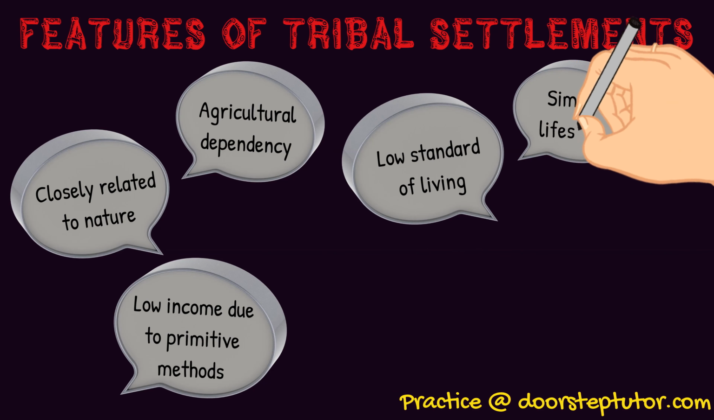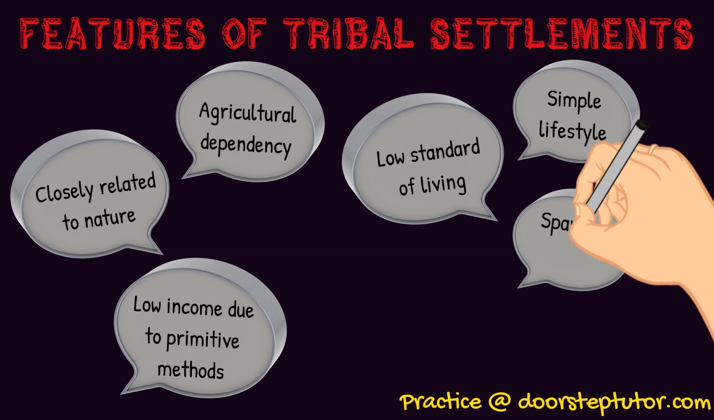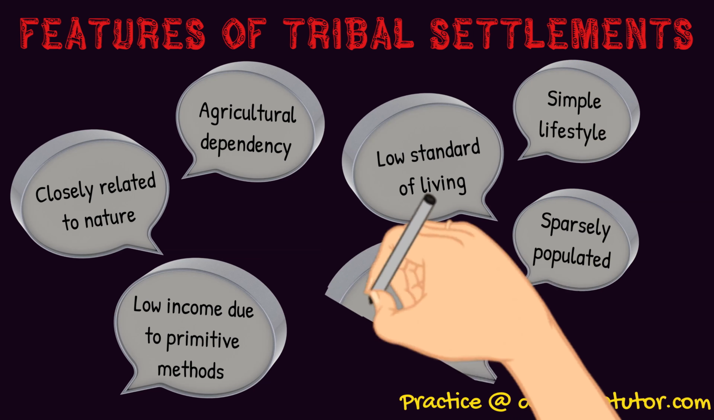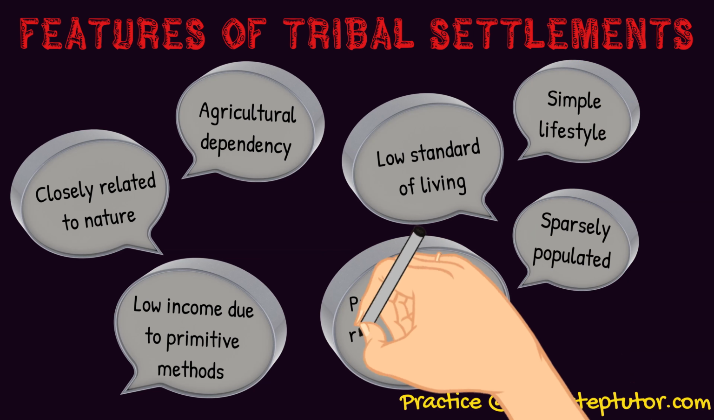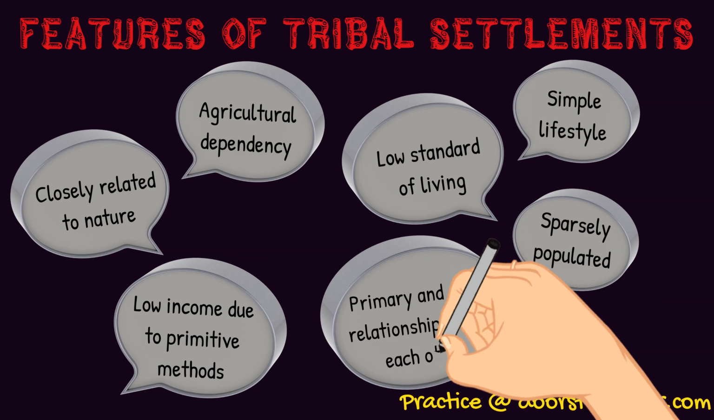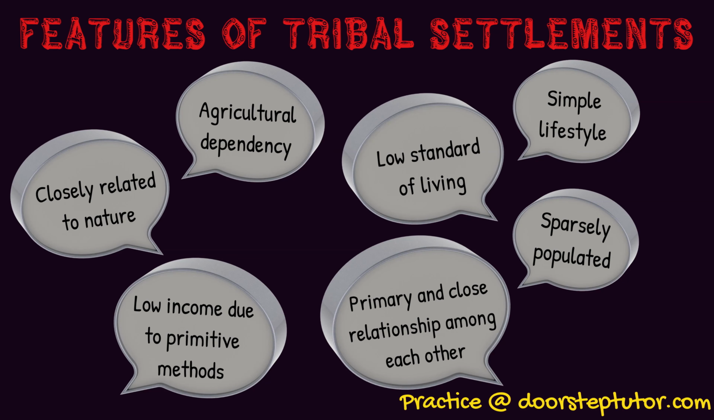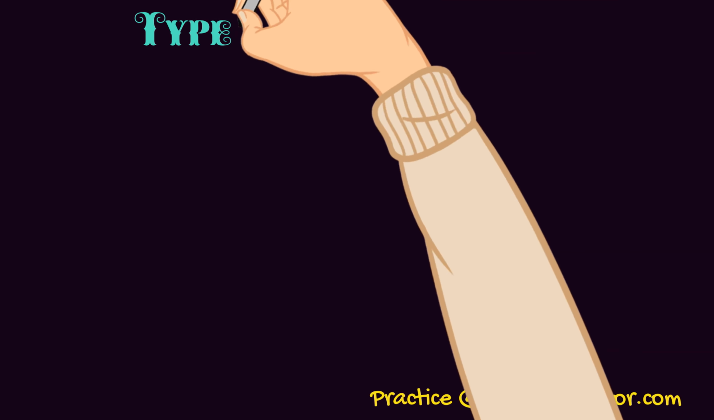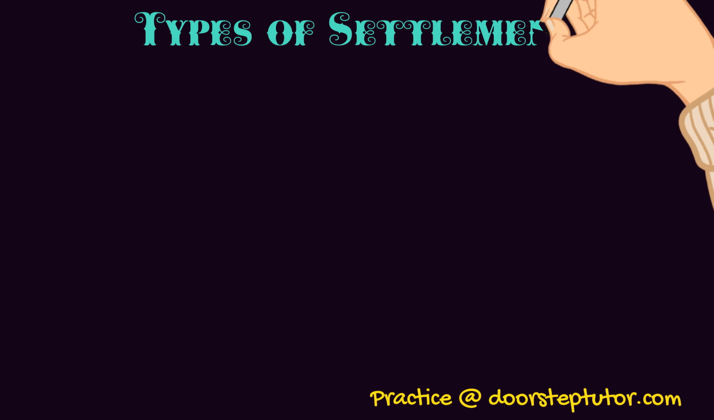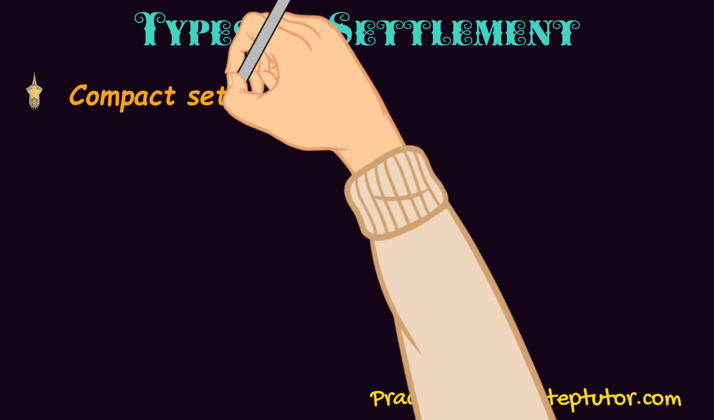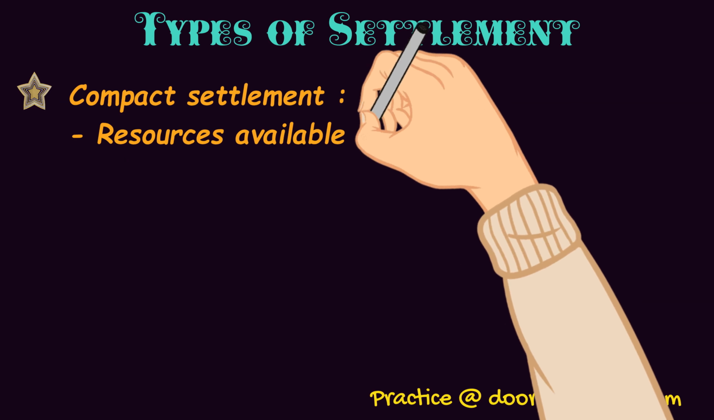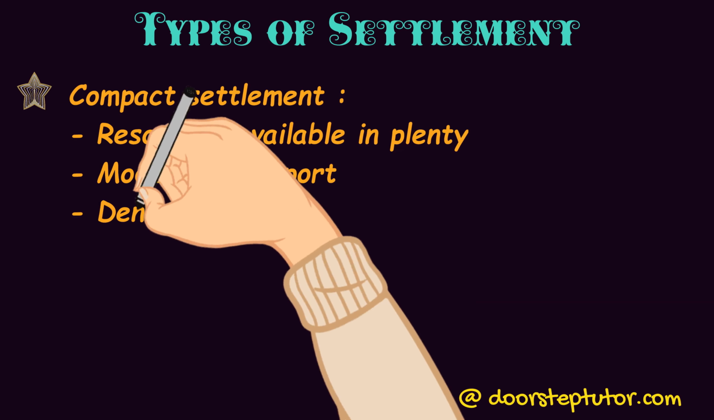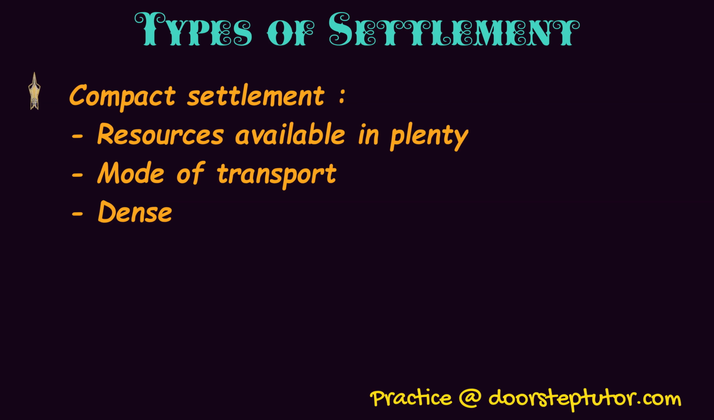The settlements were sparsely populated, and they had primary and close relationships with each other as they were small groups, and the production was also based on consumption. Now coming to the types of settlement, what were the various types of settlements? First is compact settlement, where the resources were available in plenty. There was a mode of transportation available, and it was a dense kind of settlement.